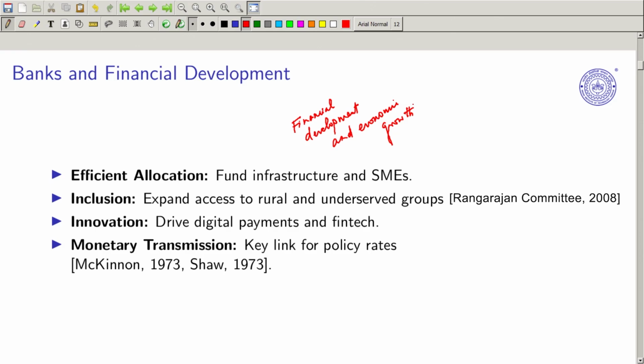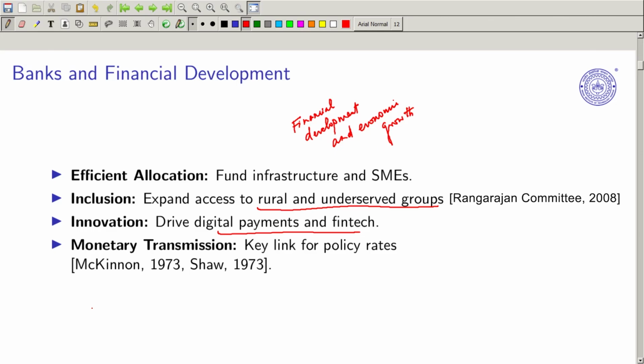But if you think about the major role of banks in financial development, the very first thing that comes to mind is the efficient allocation of funds to infrastructure and SMEs, and financial inclusion, which means that they have to cater to the underserved population. Then the innovation that you drive, so driving digital payments and all. Schumpeter long back mentioned that financial institutions are the Mecca of innovation, because they facilitate innovation through financing, and majority of the entrepreneurs bet on new innovations because of the bank guarantee.